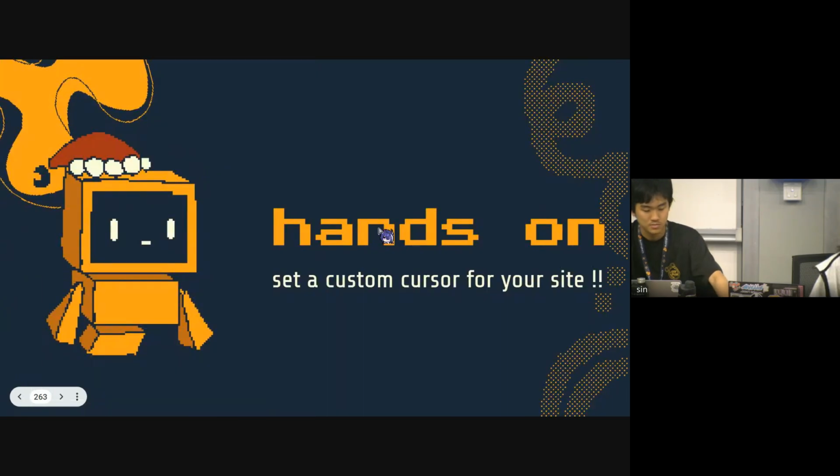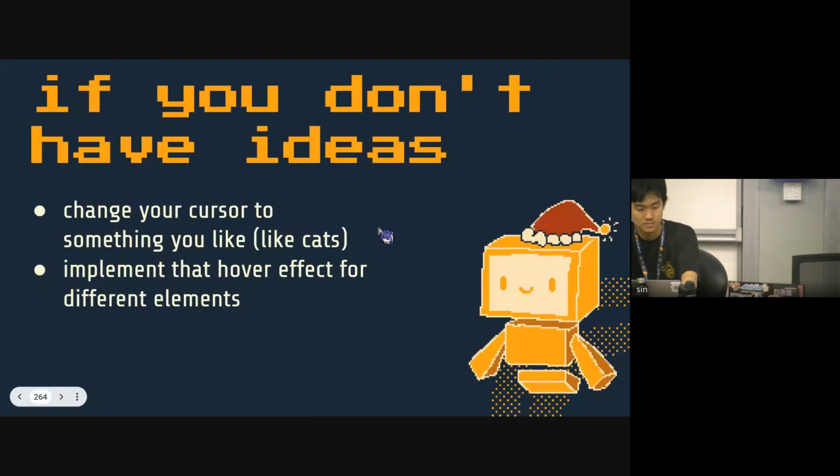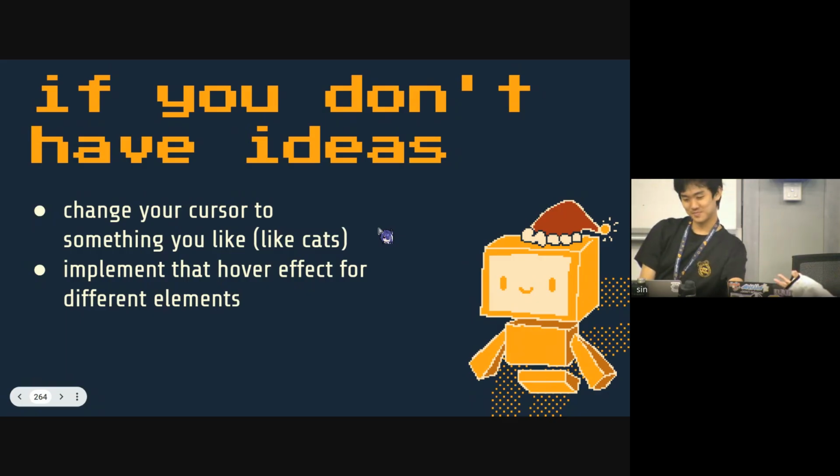So now I'll give you some time to set a custom cursor for your site. And if you don't have any ideas, maybe change your cursor to something you like. For example, mine with tag, you can set that. And you can try and implement that hover effect for different elements.